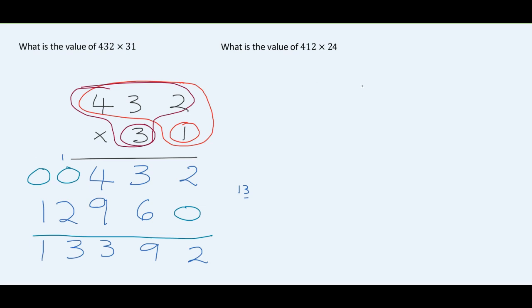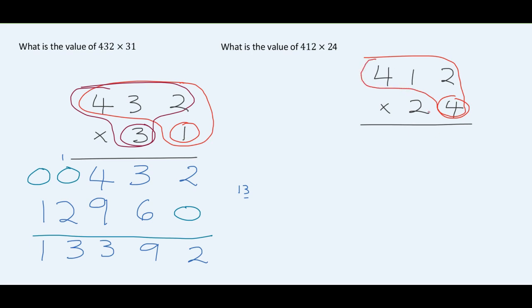Another example here is 4, 1, 2, and then you have 24. We're multiplying these two numbers together. We'll start from the right hand side at the bottom. So we're going to multiply the number at the top by this number at the bottom.